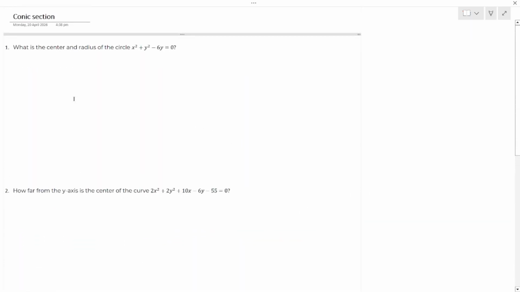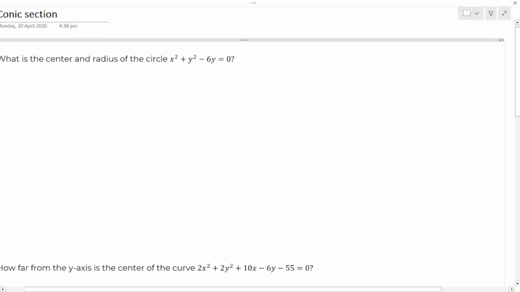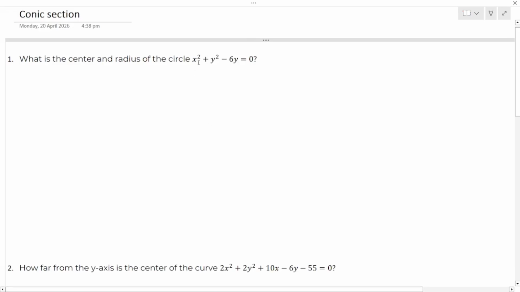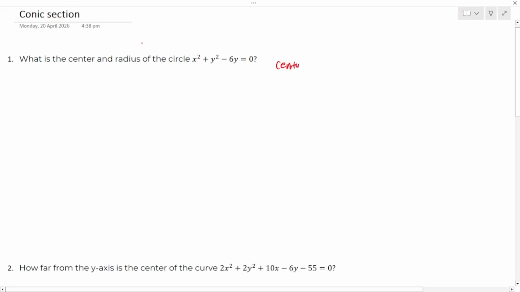Okay, so first problem. What is the center and the radius of the circle given to be equal to x squared plus y squared minus 6y equal to 0? As you can see, guys, our x is just x, it doesn't have x minus something. So you would say that the center of this one is at the origin, 0, 0. Automatic, the center would be 0, 0.